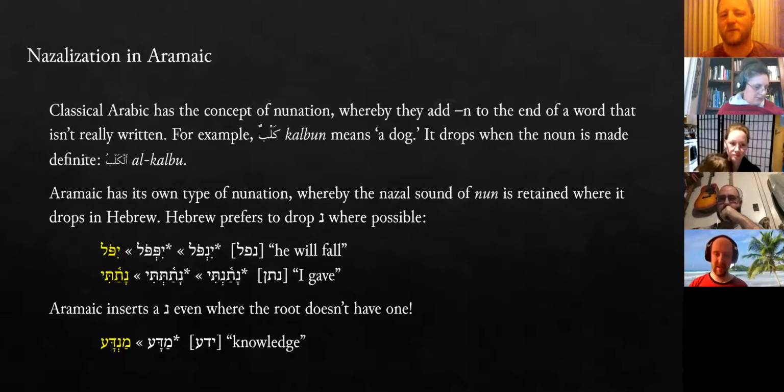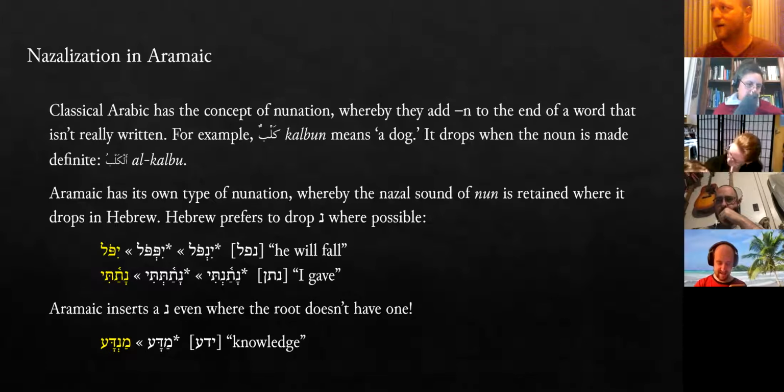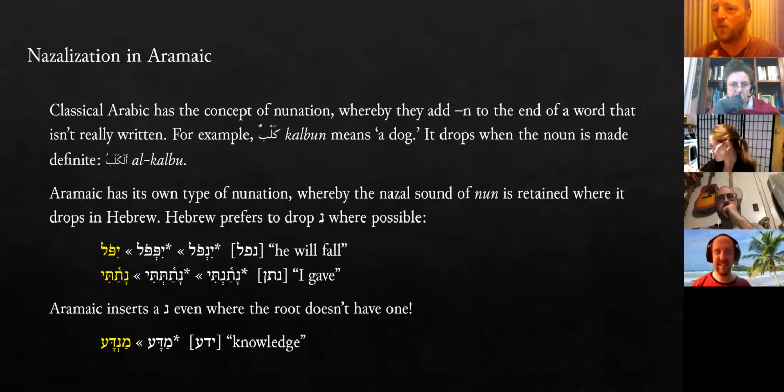There's only one more piece that we need to tackle for this chapter. That is this idea of nasalization or lunation. In classical Arabic, they have the concept of lunation. In modern standard Arabic, as far as I know, they've dropped it, except in specific words like ahlan. Ahlan is like hi, and there's no n on the end of it, but they still say it. They would add n to the end of a word that isn't really written, like this word kalb. Kalb means dog, but the little swirly thing on the end means kalbun.